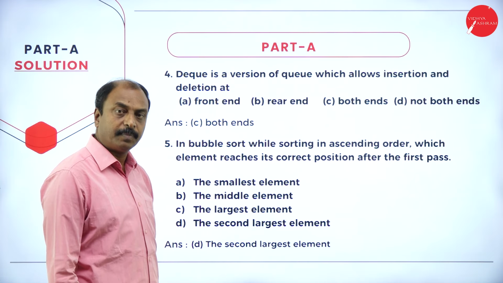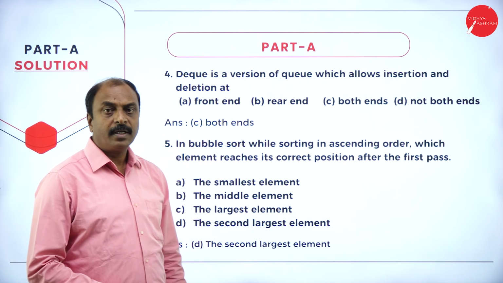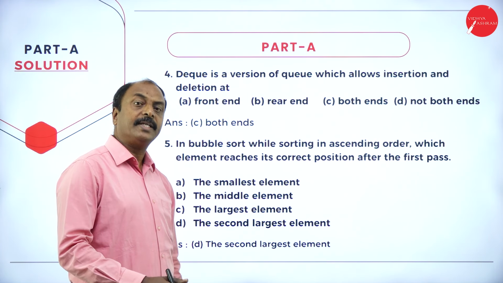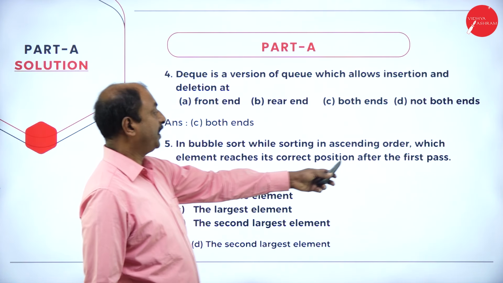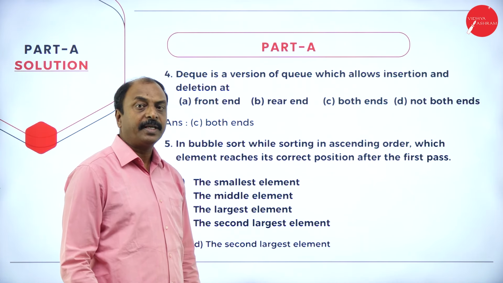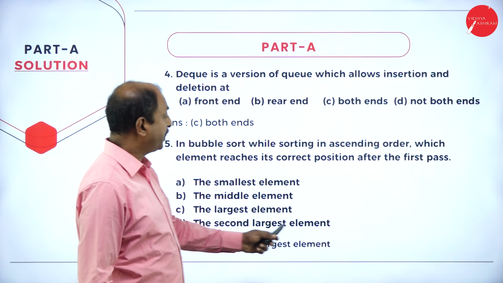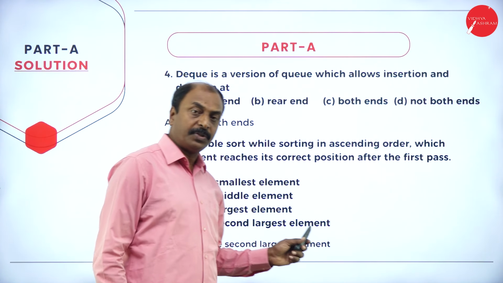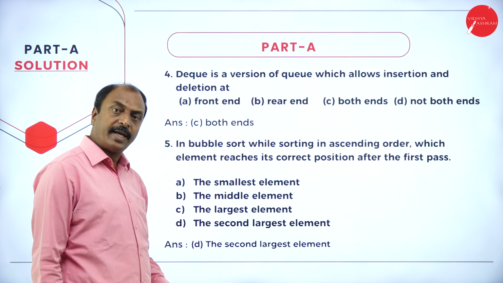So here in bubble sort, at each and every iteration, the heaviest element or the largest element will take its right position. So accordingly, in the first iteration, the largest element will take its position, and in next iteration, the second largest element will take its right position. So answer is D, the second largest element.